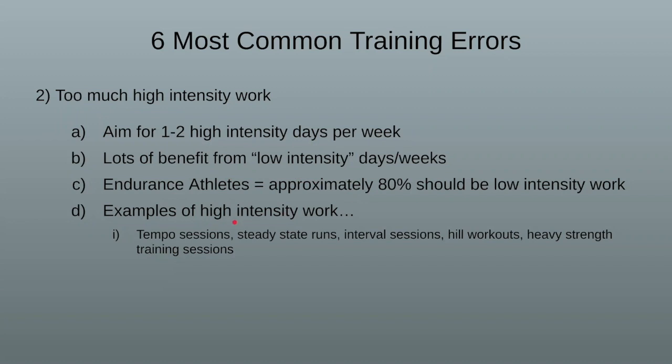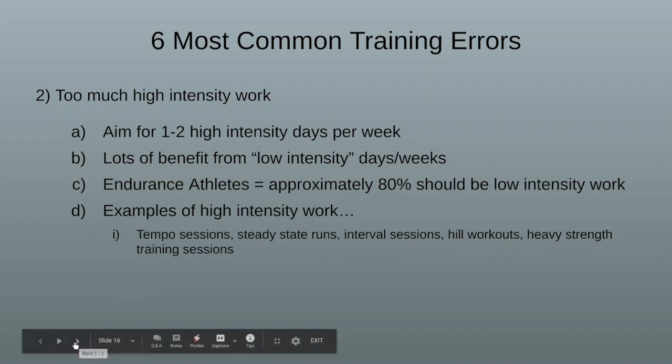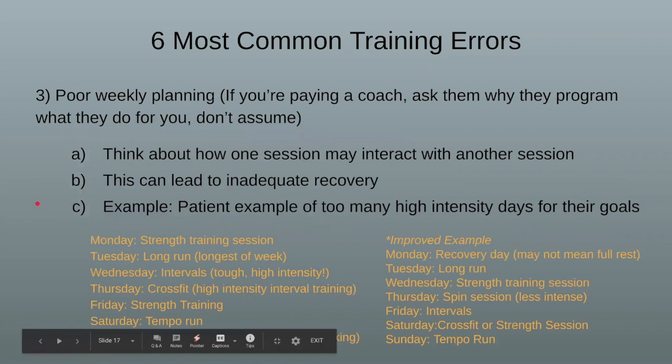So if we're going to talk about high intensity work, I want to give you some examples. That might be your tempo sessions, your steady state runs, interval sessions, hill workouts, heavy strength training sessions, and so on. And that kind of brings us to number 3. Number 3 would be poor weekly planning.